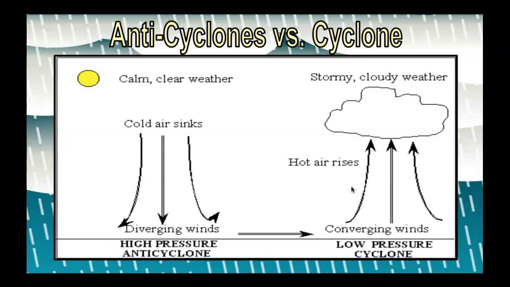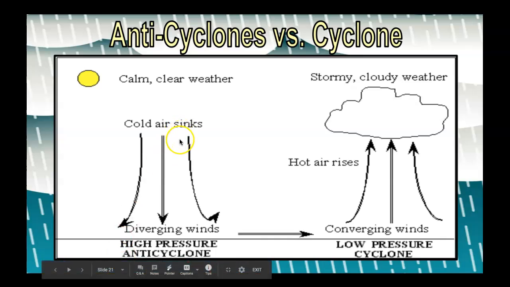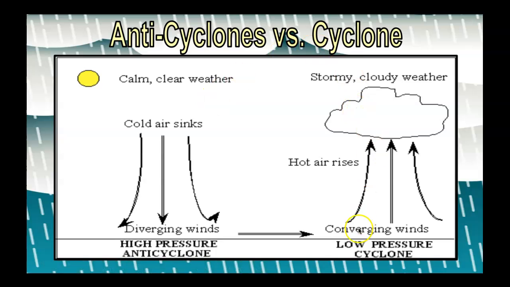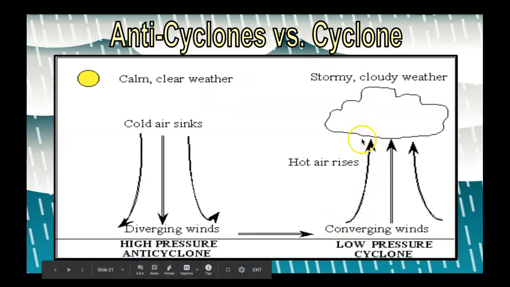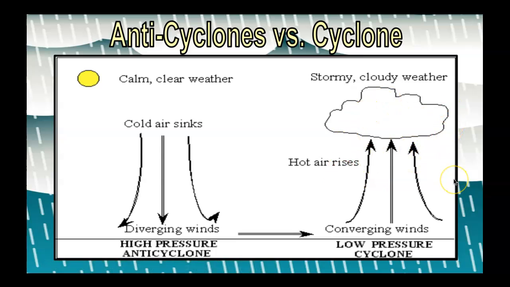So this is a nice visual that just kind of shows you the direction of the winds and what kind of weather it's producing. With an anticyclone, you just have sinking, diverging winds, so it's bringing calm, clear weather. And with converging winds here, with your hot air rising, it's going to be causing your clouds and your storms and your bad weather.